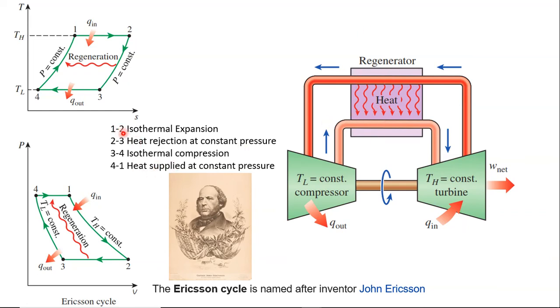So here the 1 to 2 process is isothermal expansion. Then 2 to 3 is heat rejection at constant pressure, which is basically regeneration. Then 3 to 4 is isothermal compression, and 4 to 1 is heat supplied at constant pressure. How do we get this heat? Because of the regeneration. Now this Ericsson cycle is named after the inventor John Ericsson. This is the photo of the inventor.